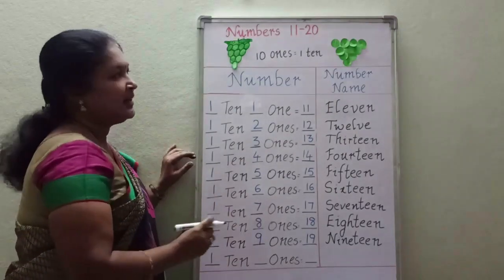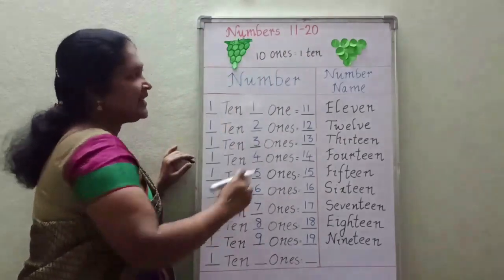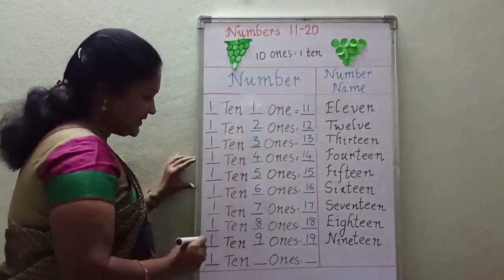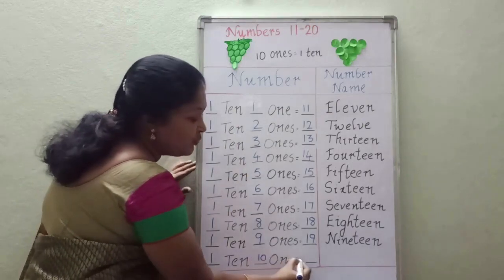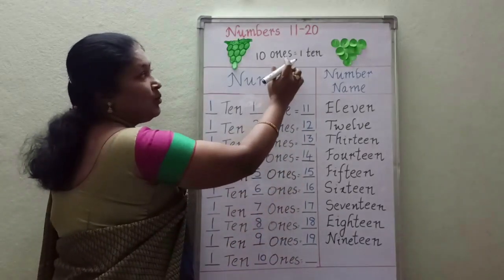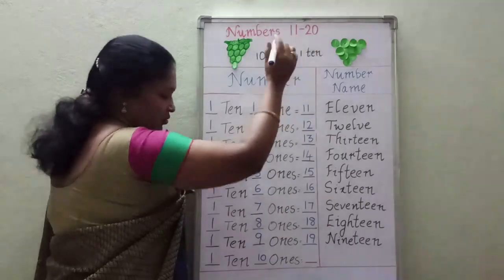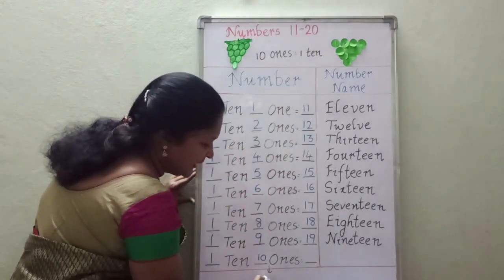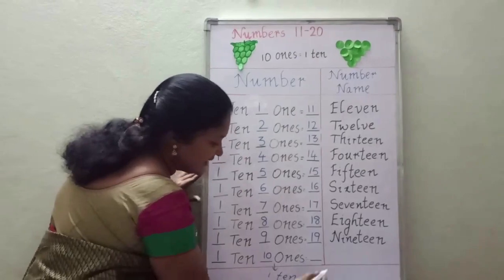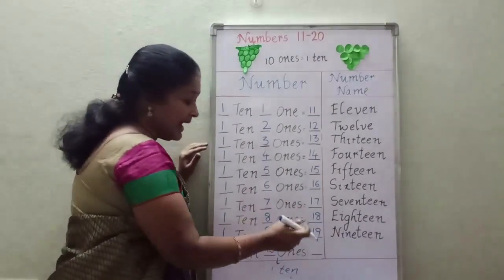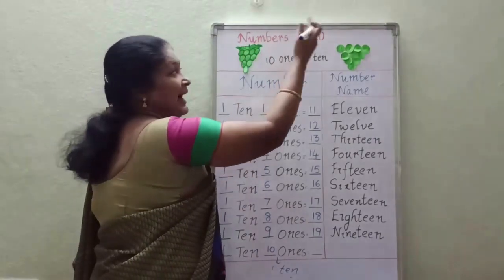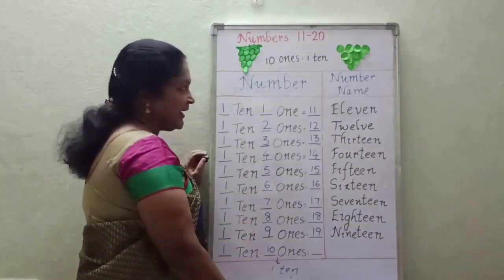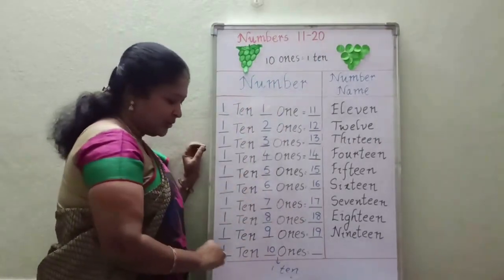Now, 1 ten. And here how many ones are there? 10 ones are there. So 10 ones means that is 1 ten. So it will become as 1 ten. So 1 ten and another 1 ten. See, children, here 1 ten and another 1 ten. It became 2 tens.